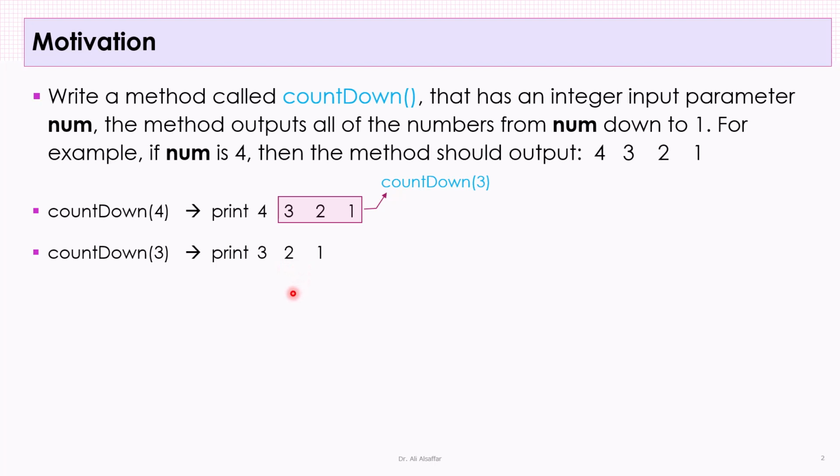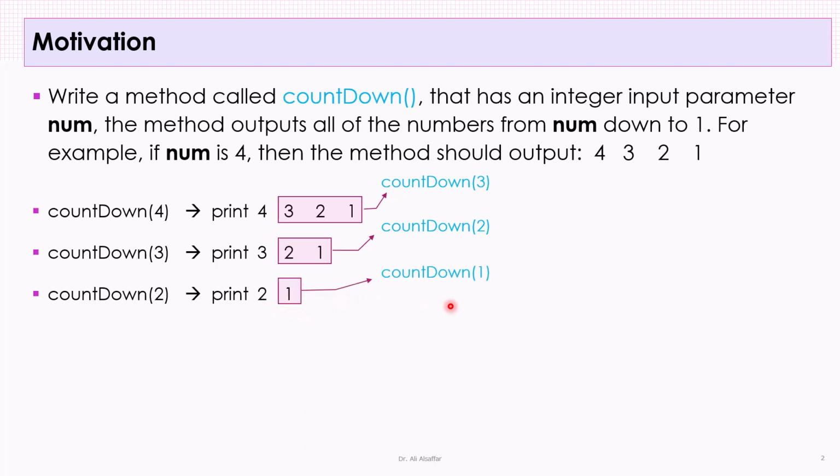And similarly, the last 2 numbers are in fact the output when we call the same method but with input parameter 2. Now let us see what is the output generated when we call the method with input parameter 2. The output is 2 and 1. And the last number 1 can also be generated by calling the same method with input parameter 1. And last, when we call the method countdown with input parameter 1, it is going to output only one number. So there are no other numbers to be displayed, and we do not need to call the method countdown again. Therefore, the last case is considered the base case, and it stops calling the same method again.